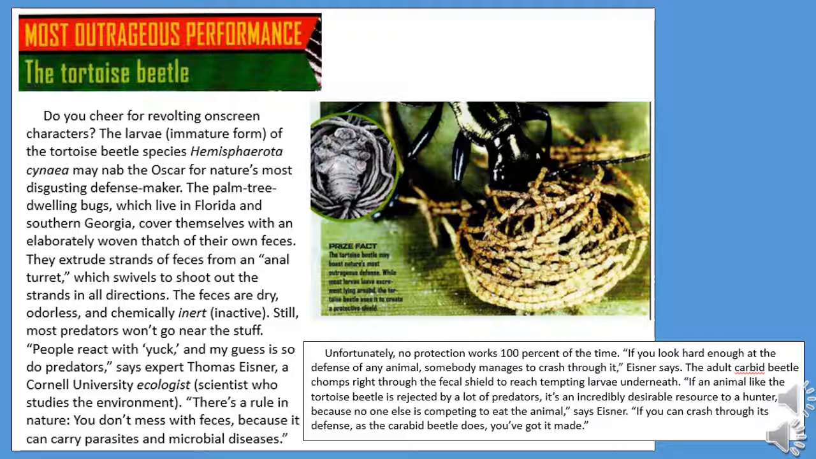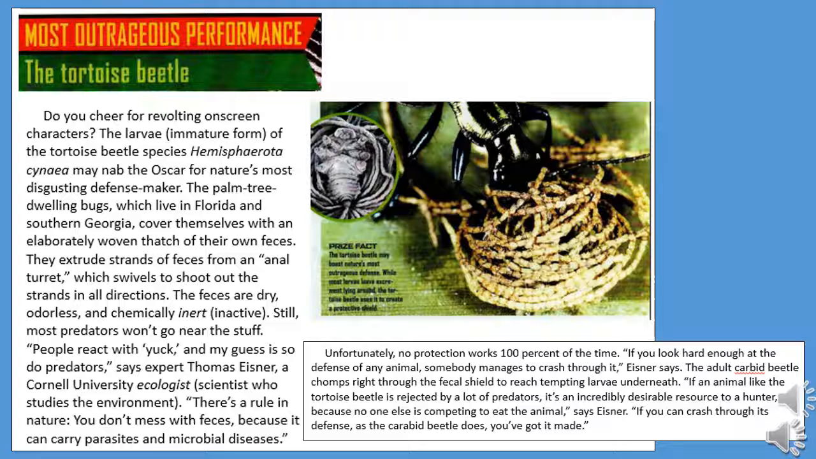The adult carbide beetle chomps right through the fecal shield to reach tempting larvae underneath. If an animal like the tortoise beetle is rejected by a lot of predators, it's an incredibly desirable resource to a hunter because no one else is competing to eat the animal, says Eisner. If you can crash through its defense, as the carbide beetle does, you've got it made.